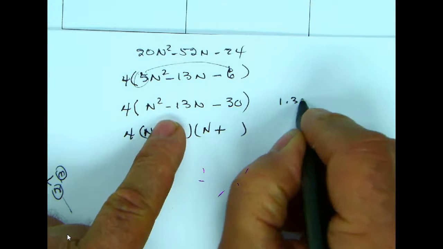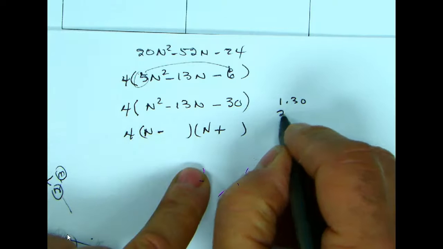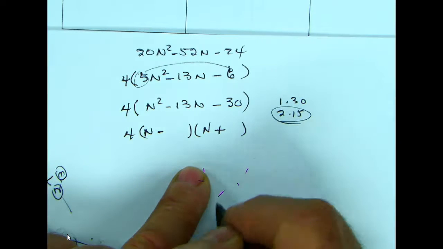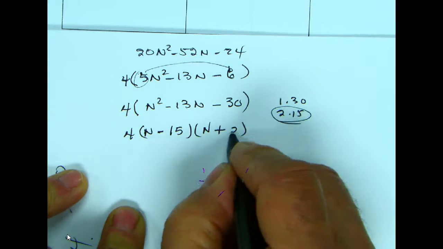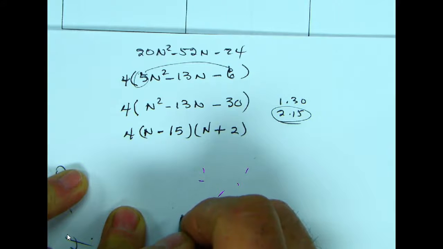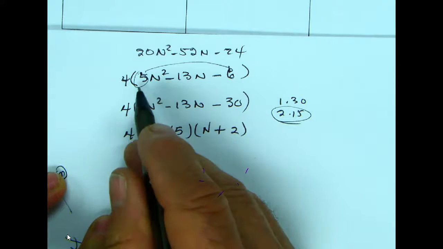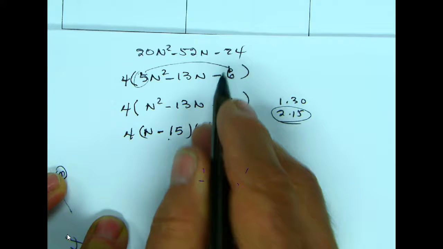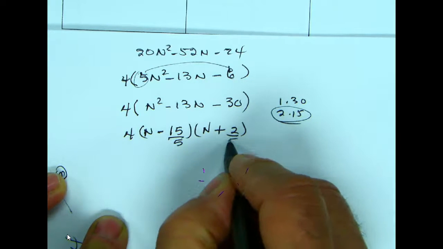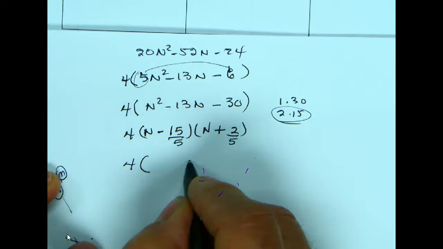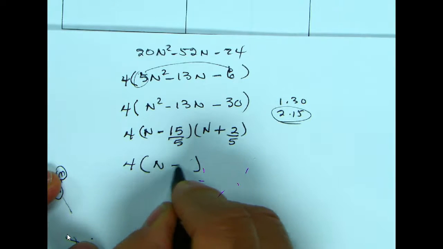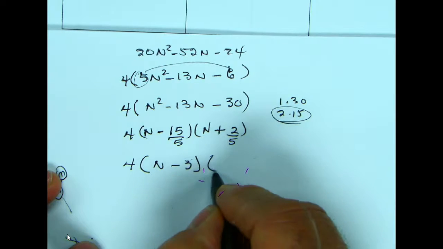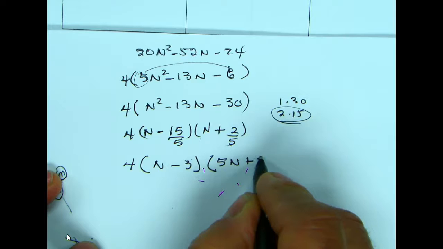So I've got 1 and 30. I've got 2 and 15. Now the difference in those 2 numbers is 13. So I'm going to put my 15 here. I'll put my 2 here. Okay, now the last step is to take the 5 that I factored out, that I slipped to the end, divide it here and here. So I'm going to have 15 over 5 and 2 over 5. I'm going to reduce this. That's going to be n minus 3. Here, slip this 5 over here, 5n plus 2. So that's going to be my answer.